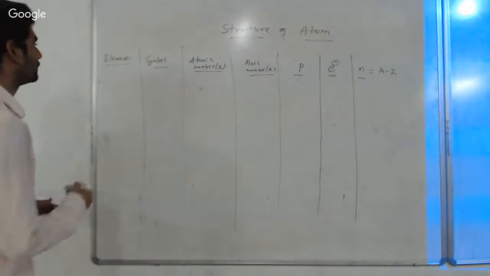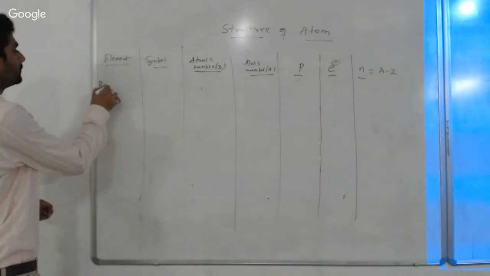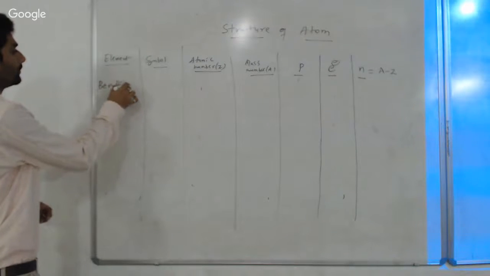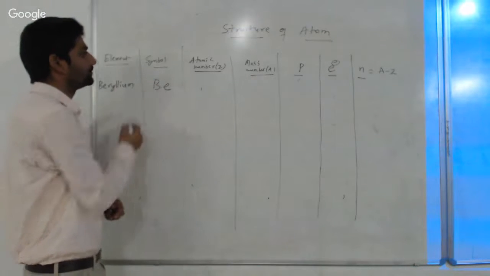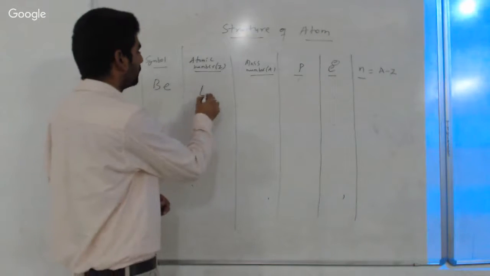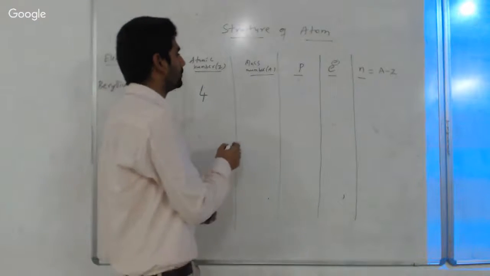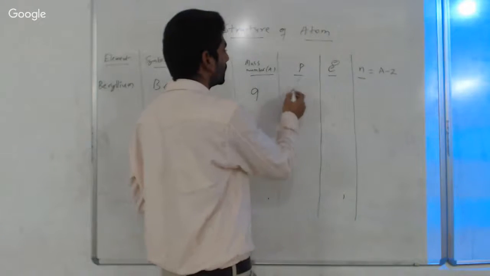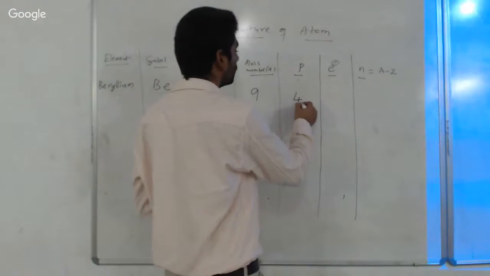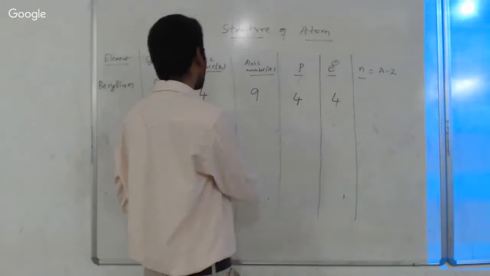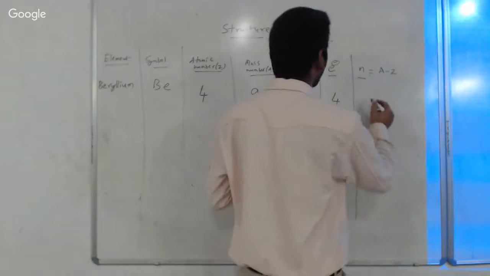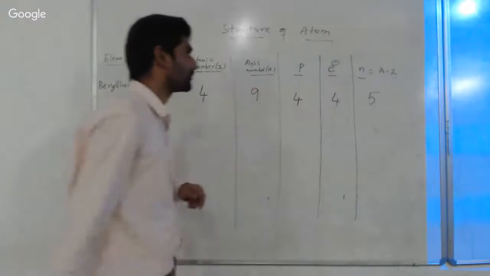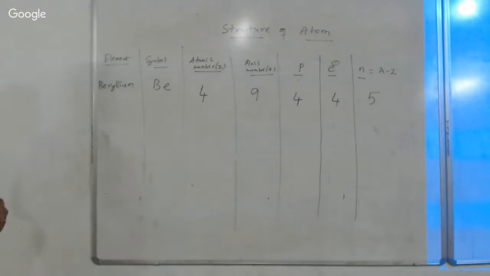Next element, beryllium. Be is the symbol. Atomic number 4, mass number 9. So number of protons 4, atomic number is 4, so number of protons 4, electrons 4. Neutrons: 9 minus 4 you get 5. 5 neutrons are present in the beryllium nucleus.